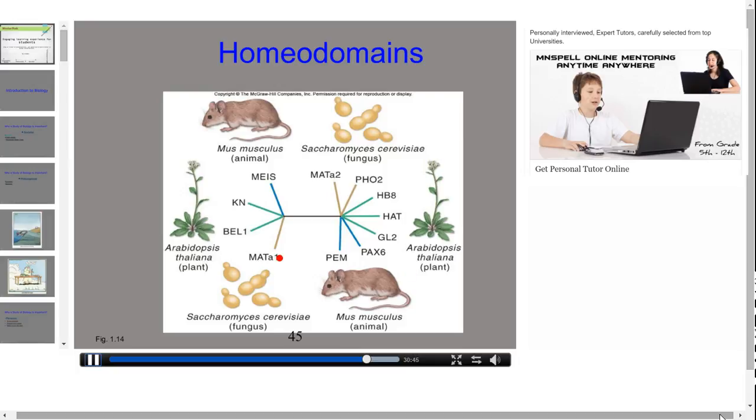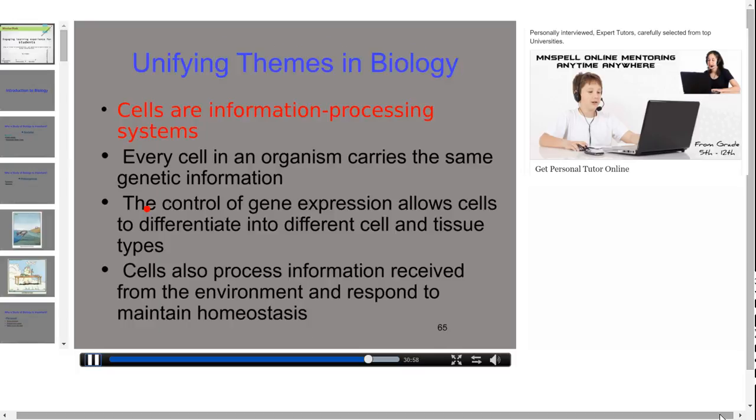We have a set of gene studies which was obtained from the Arabidopsis thaliana plant and Saccharomyces cerevisiae, a fungus, and animal studies, Mus musculus. Those genetic model organisms have helped us to better understand the formation of life.